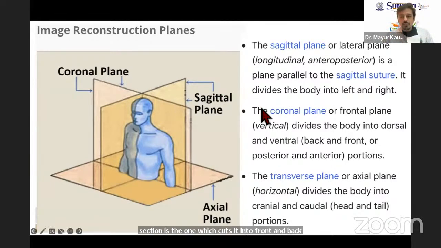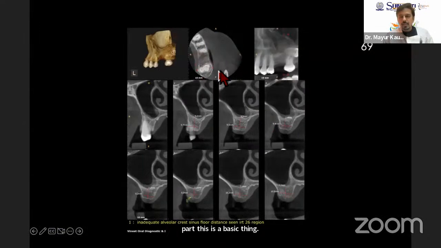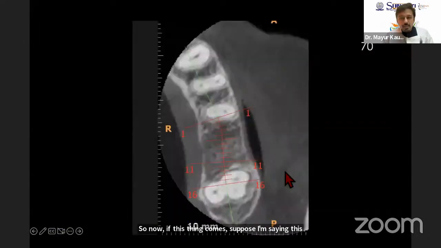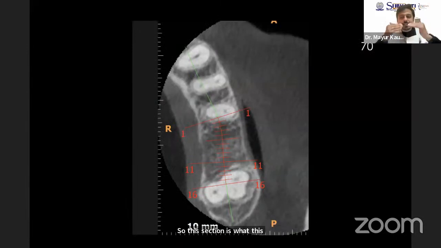So now if this thing comes, suppose I'm saying this section. So this section is what? This is the transverse or the axial section. Axial section means it has been cut in a horizontal dimension. This section is the one which will guide you which section to examine in your CBCT report.